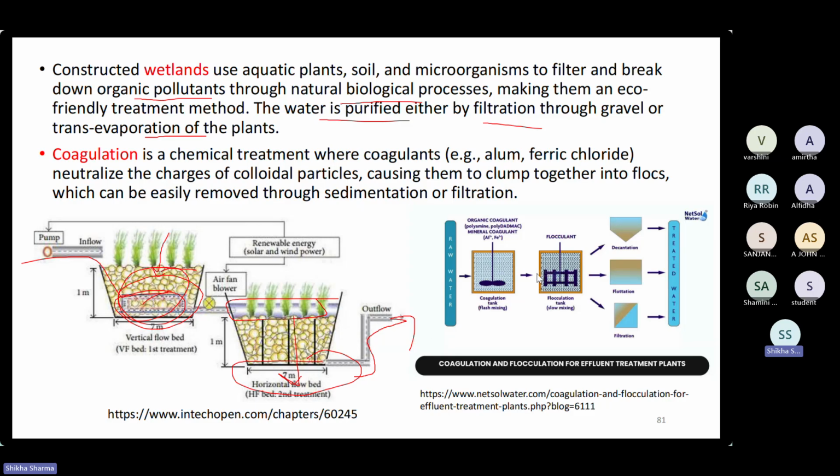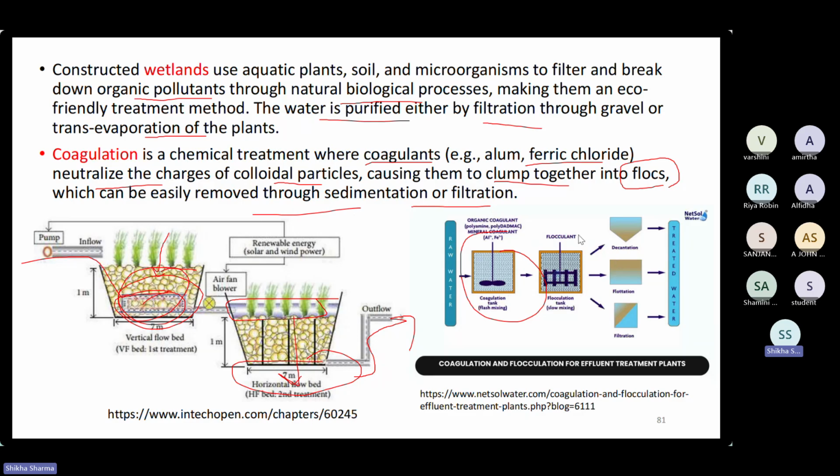Then coagulation is the method where the raw water is given, and the coagulants, like the chemical treatment coagulants, will be there, like alum, ferric chloride. So they're going to neutralize the charges of the colloids, causing them to clump together into the flocs, which can be easily removed through the sedimentation or filtration process.